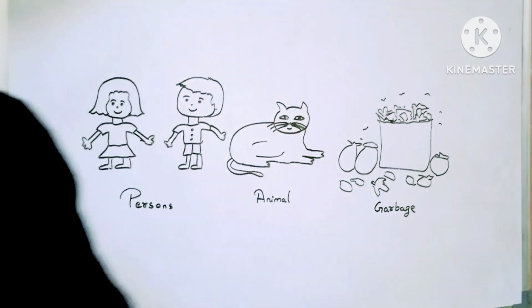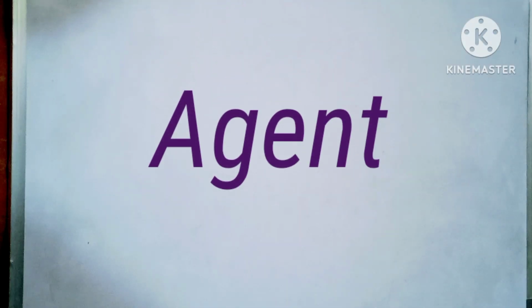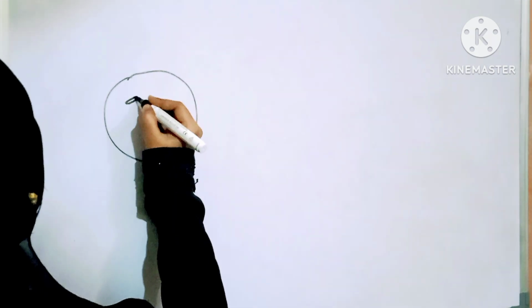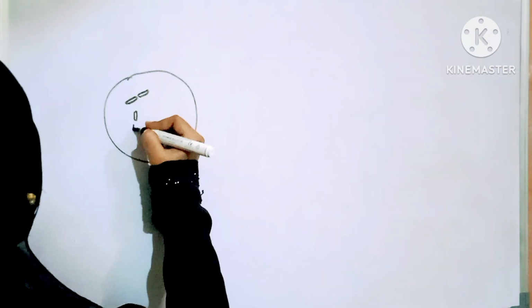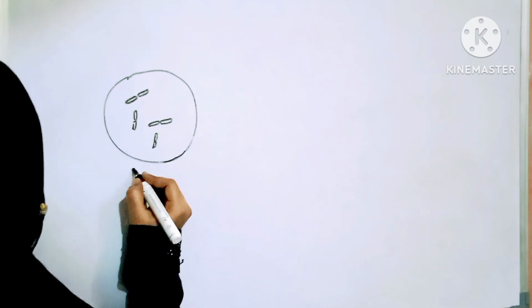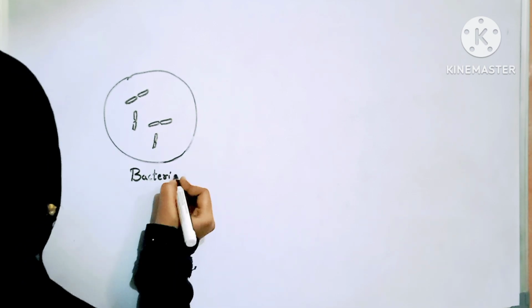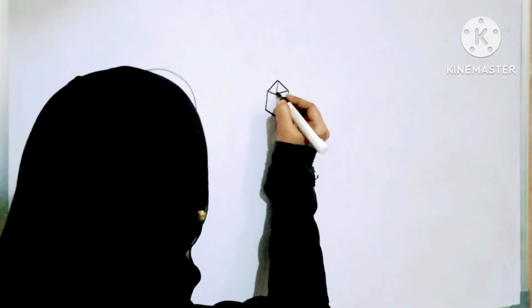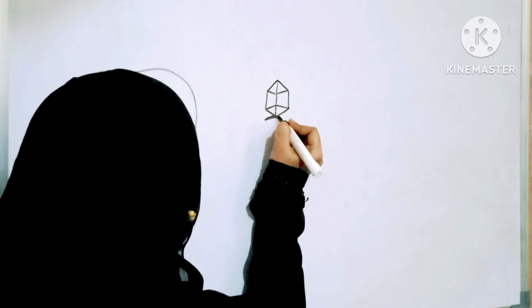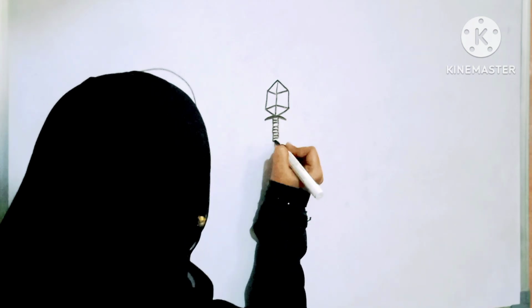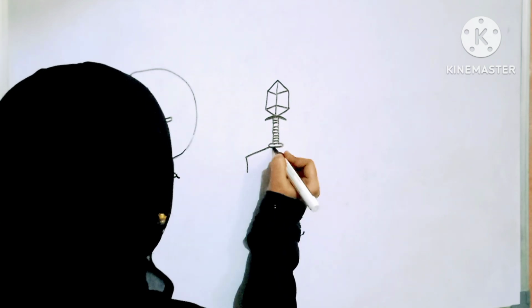Let us see the next. The agent. The agent is the thing that causes the disease in our body. There are different types of agents that can spread diseases. That is bacteria, virus, protozoa, and fungi. The bacteria cause diseases such as typhoid, plague, cholera, and tuberculosis.